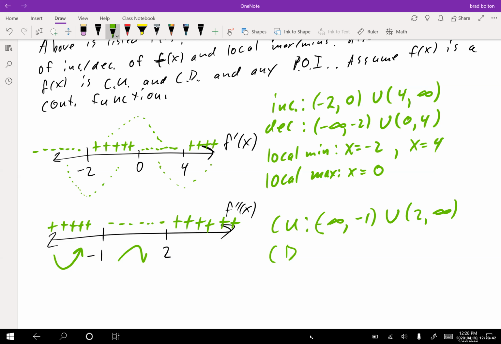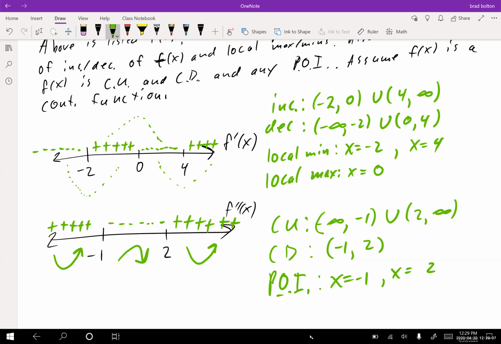and we can say concave down from -1 to 2. Points of inflection. Now again, we can't say the y value, normally we would. Whenever you change concavity and it's in the domain, that's a point of inflection. So x equals -1, x equals 2 are our 2 points of inflection, okay?